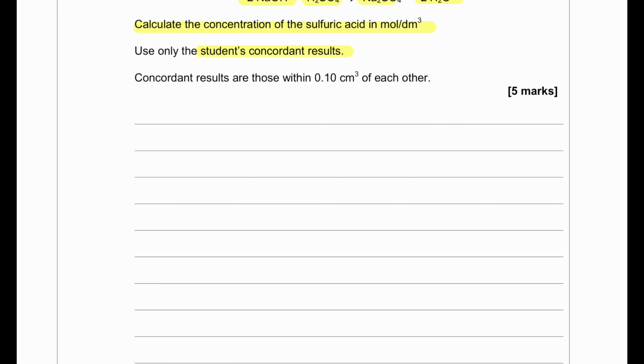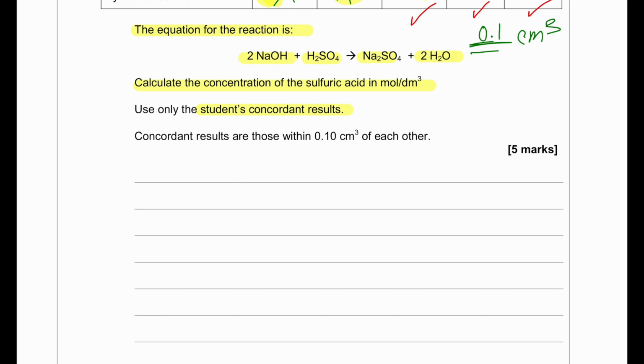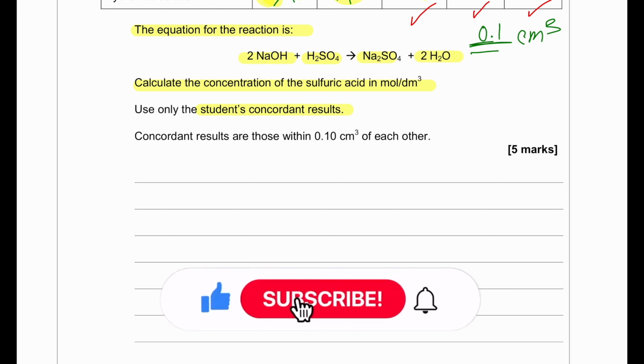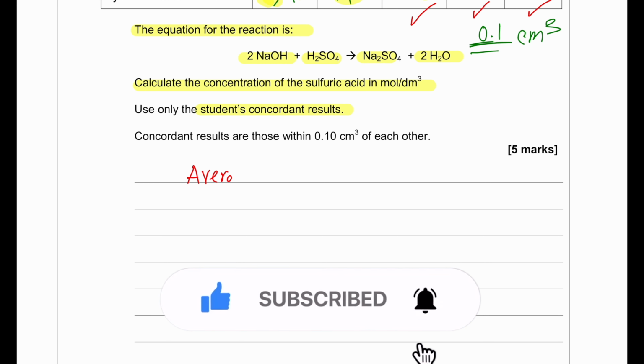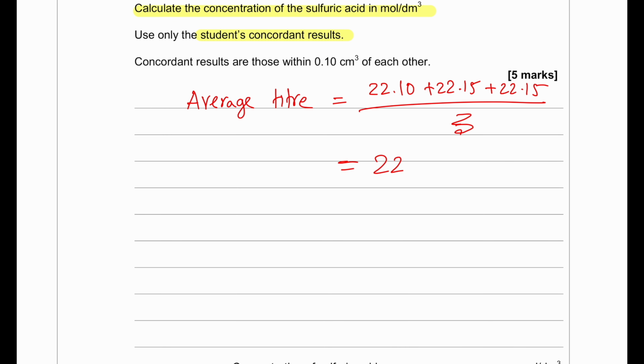Alright, so we will conclude it like this. First of all, we will choose the correct titrations, and then we're going to make an average. So the average titre: we're going to divide the sum by 3. So the average is 22.125. We will just write it up to 2 decimal places, 22.13 cm³.